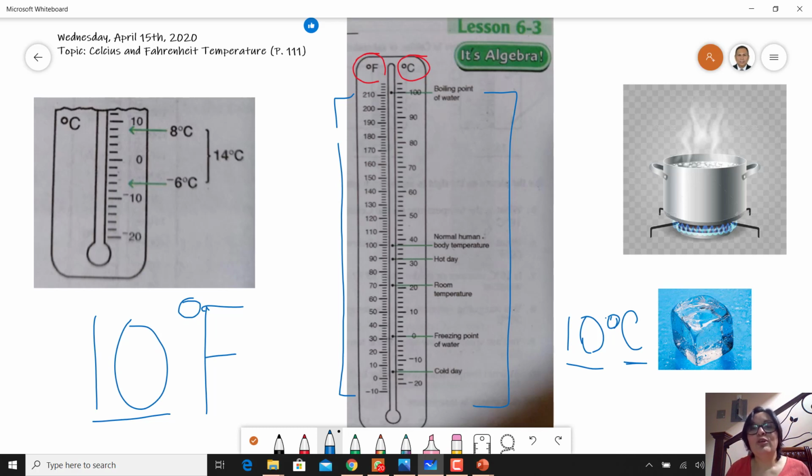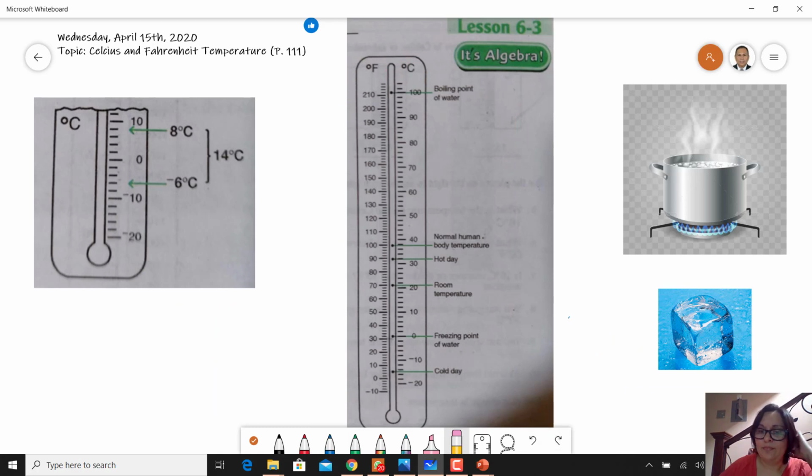So for you to understand better, we are going to analyze, for example, this thermometer. Just let me erase this. Okay, so we are going to analyze this first. What does it say? Look in there or look in your books. It's the same figure. It says boiling point of water. What is that? What is boiling point of water?